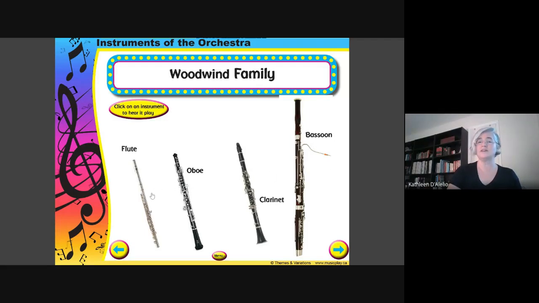So the flute is the highest. The smaller the instrument, the higher the sound. We're going to ignore loud and soft this week. That confused some people last week, big time. So we're only going to talk about high versus low. High, low. Okay. So here's the sound of the flute.